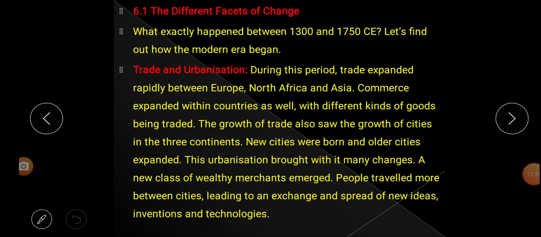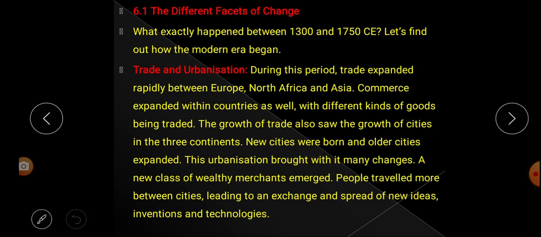First topic, trade and urbanization. During this period, trade expanded rapidly between Europe, North Africa, and Asia. During which period? 1300 to 1750 CE. What happened? There was an expansion of trade, in Europe, North Africa, and Asia.